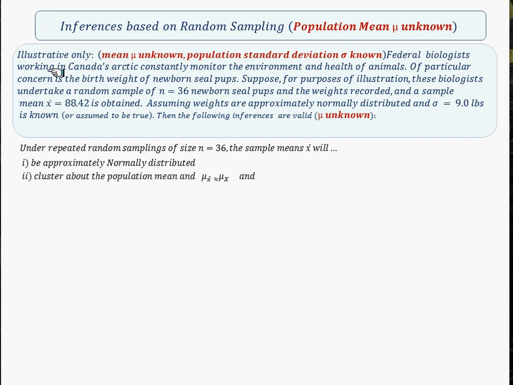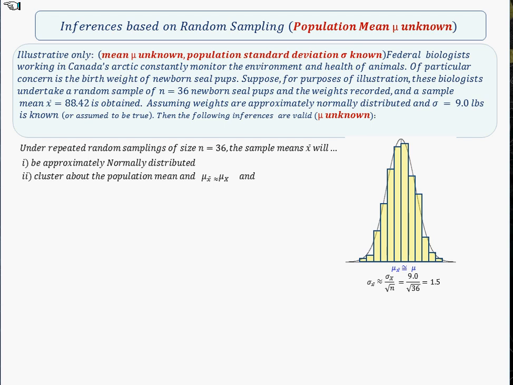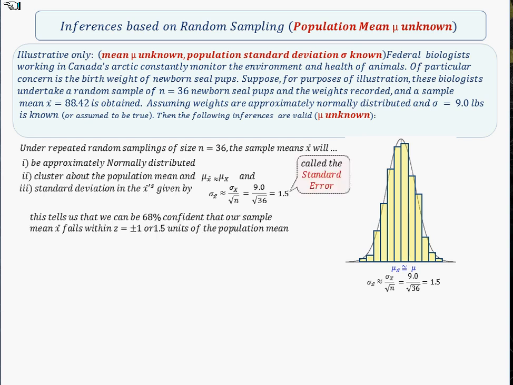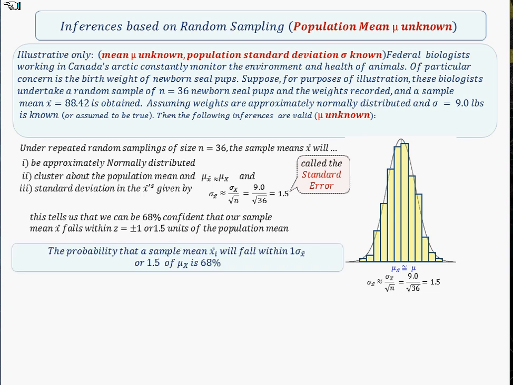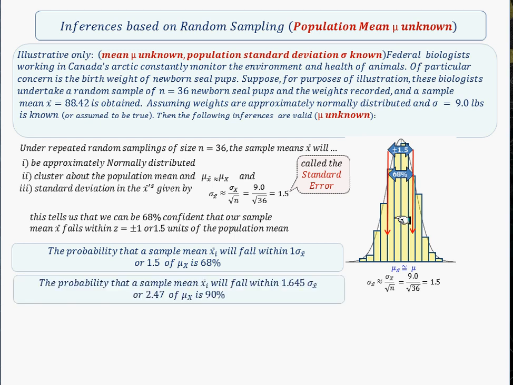From the central limit theorem, under repeated samplings, the sample means will be approximately normally distributed, and the mean of the x bars will be almost the same as mu sub x. And the standard deviation is given by sigma over the square root of n, or 1.5, called the standard error. Looking at your screen, we can see that a 60% confidence interval, determined by one of these sigma sub x bars, turns out to be plus or minus 1.5. We can be 60% certain that x bar will fall between these two red lines.